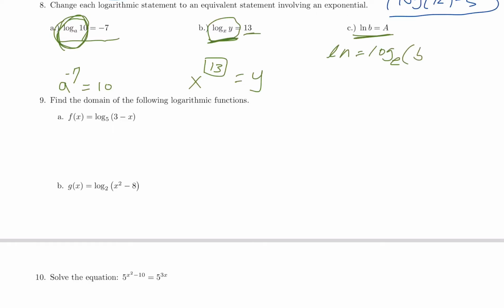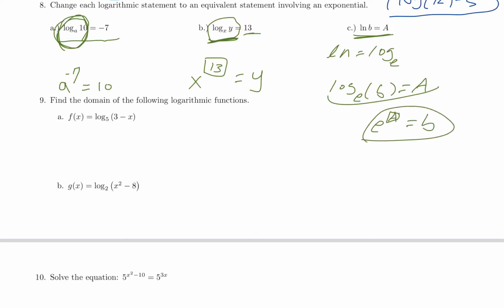So this is saying, let me not write this. What we have here is log base e of b equals a. So this is saying e raised to what power will give me b? A. Right? So this is how we convert it.